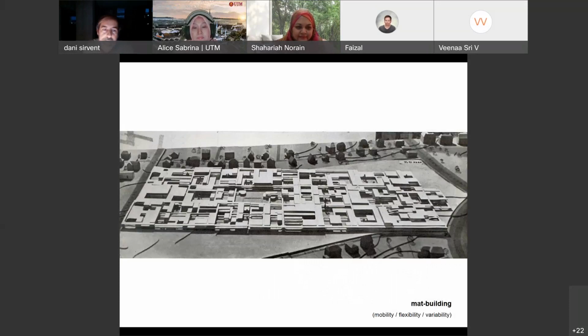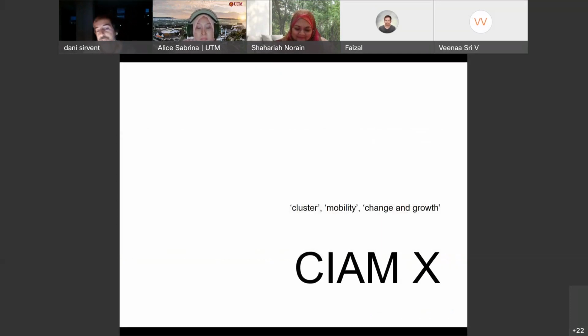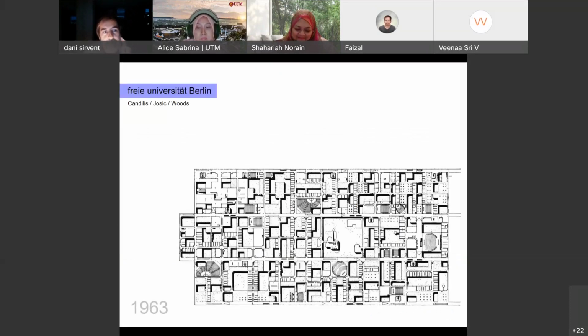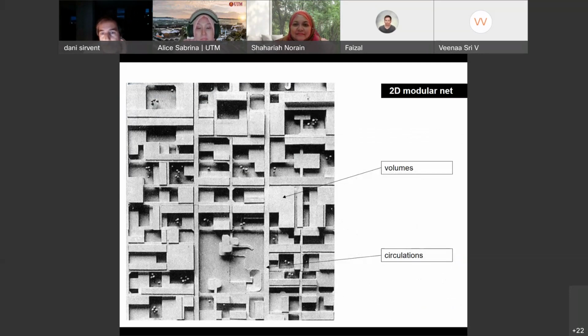And this building could be in line of what Smithson called matrix. It's a building characterized by mobility, flexibility, and agility. And it was introduced in this context, CMX. And this is the Free University of Berlin. You can see what we call the two-dimensional modular net, where you can find the volume and circulations in a net, in a two-dimensional net.